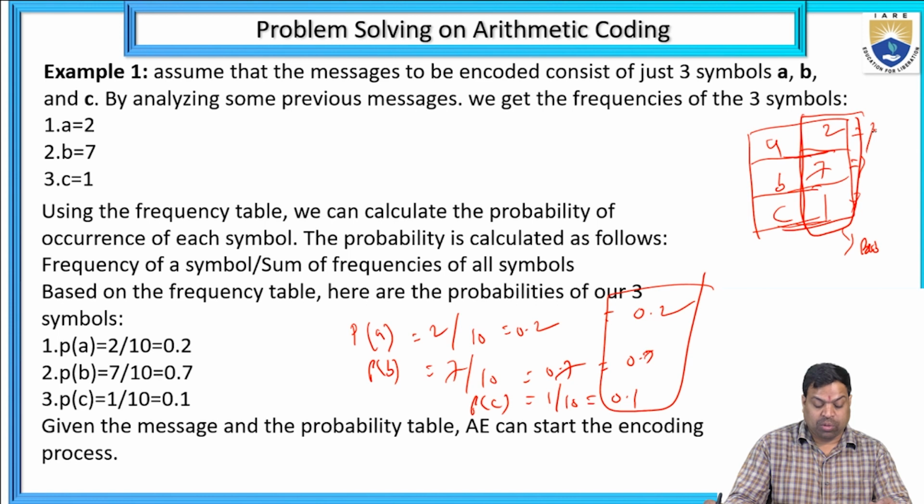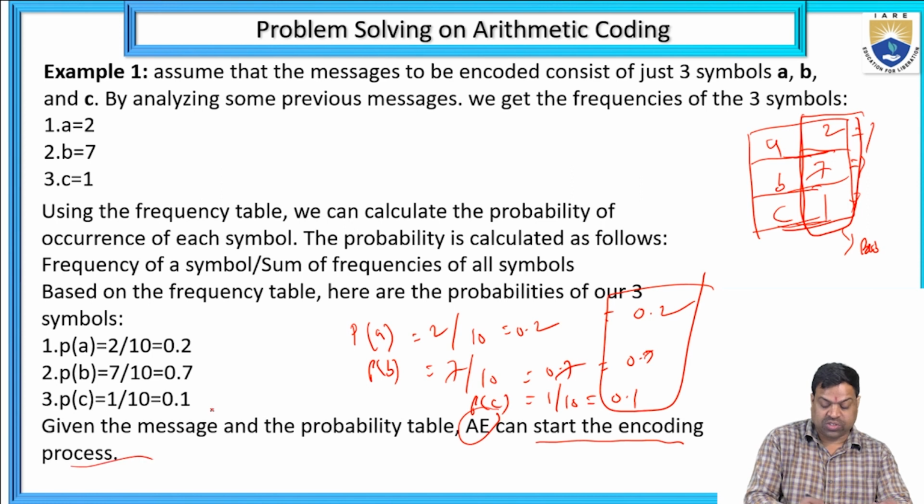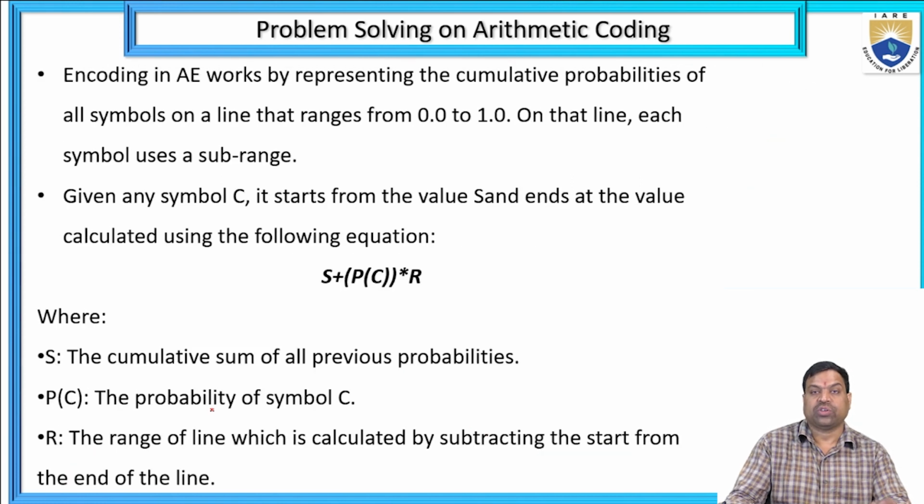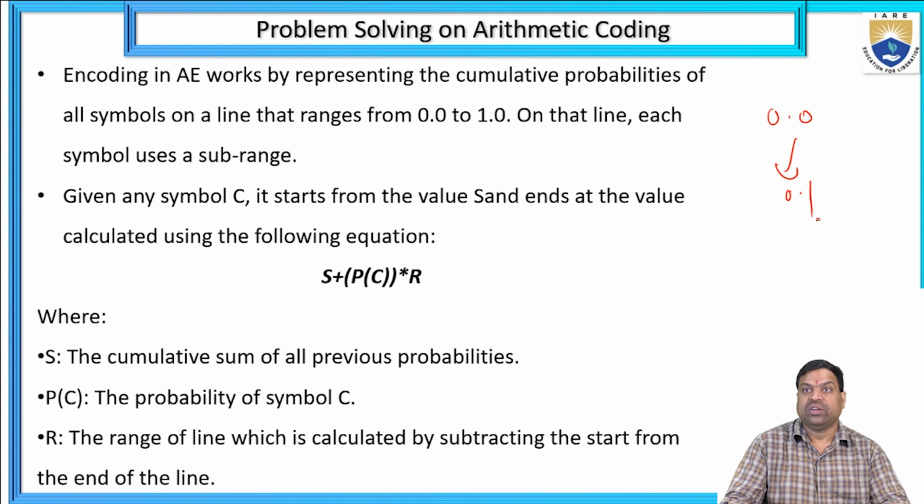With the probabilities of occurrence, we can start the encoding process. Arithmetic encoding works by representing the cumulative probabilities of all symbols on a line that ranges from 0.0 to 1.0. On the line, each symbol uses a subrange.